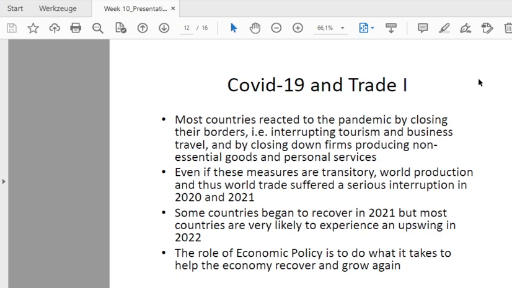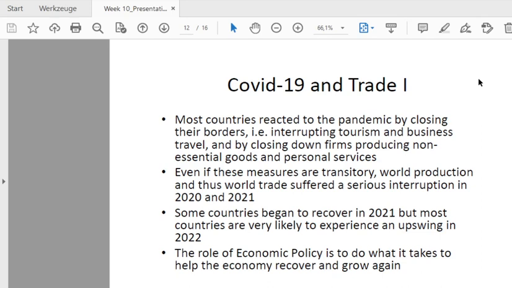How did countries react to the pandemic? Well, most of them, including South Africa and Germany, reacted by closing the borders, by interrupting tourism, by interrupting business travel, and by closing down firms producing non-essential goods and personal services. So the government only wanted to keep markets open so that people could buy food and essential goods, but that was all.